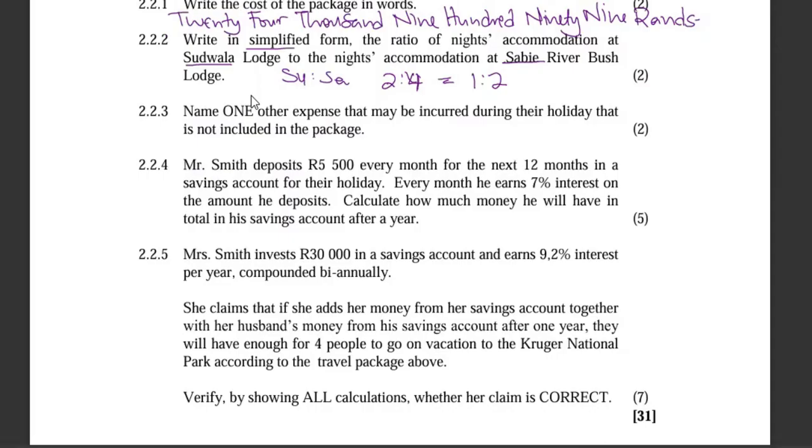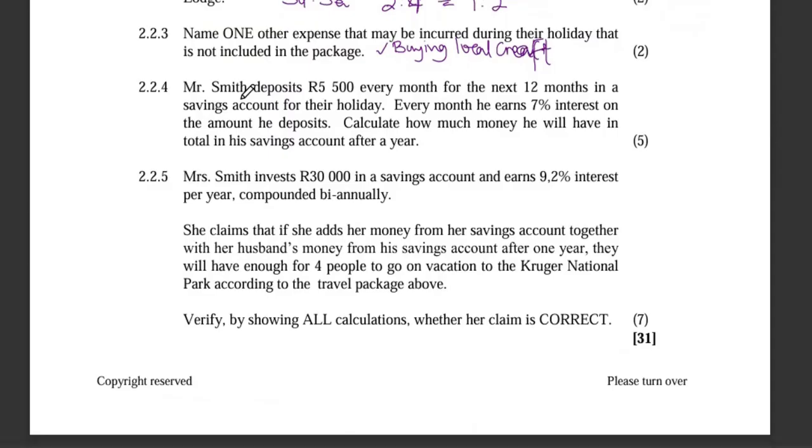Okay. Name one other expense that may be incurred during their holiday that is not in the package. Buying what? Souvenirs. Buying of gifts or local crafts. You know, those small images that they say they sell in tourism. Okay. Tourist attractions. All right. Let's look at 2.2.2.